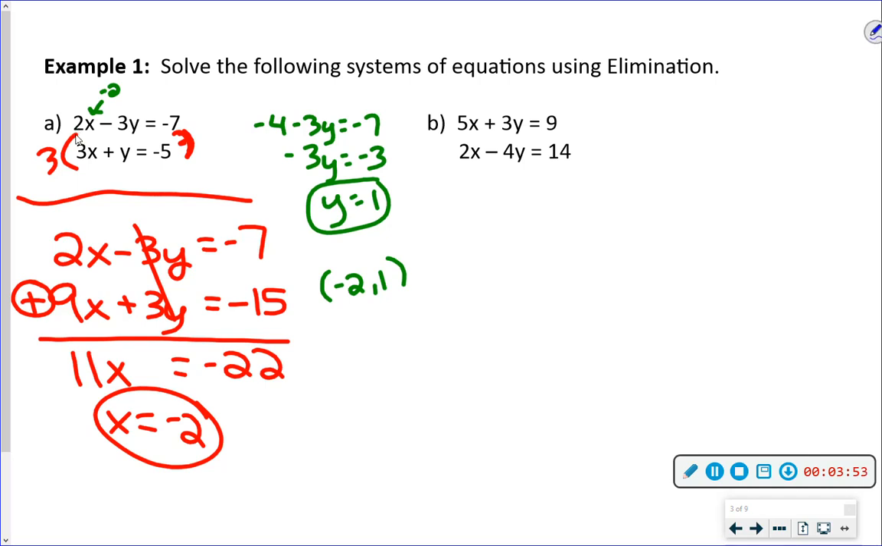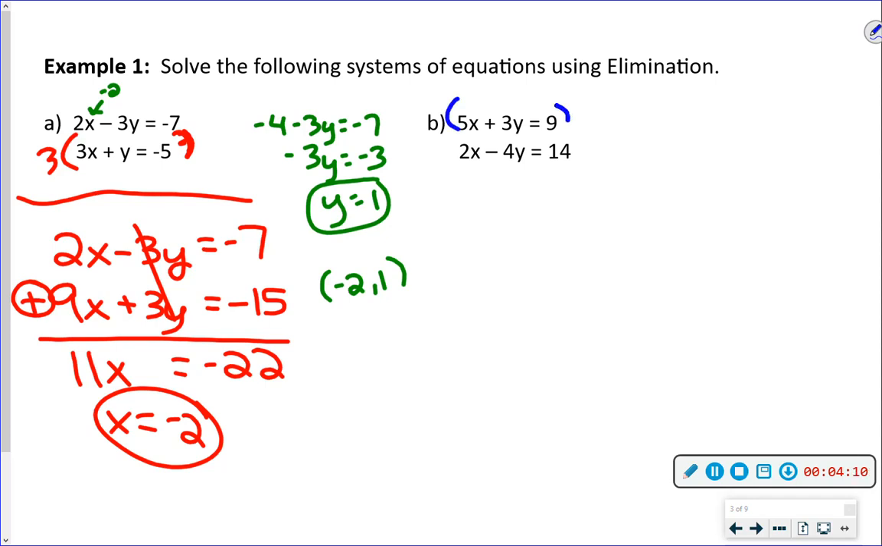Do you want to eliminate x or y? I hear both. Kind of how I decide: 5 and 2, I could make them 10s. 3 and 4, I could go 12. Usually I try to pick the smaller number, but 10 and 12 are really pretty close. Really doesn't matter in this case. I heard y first, so let's go with that.